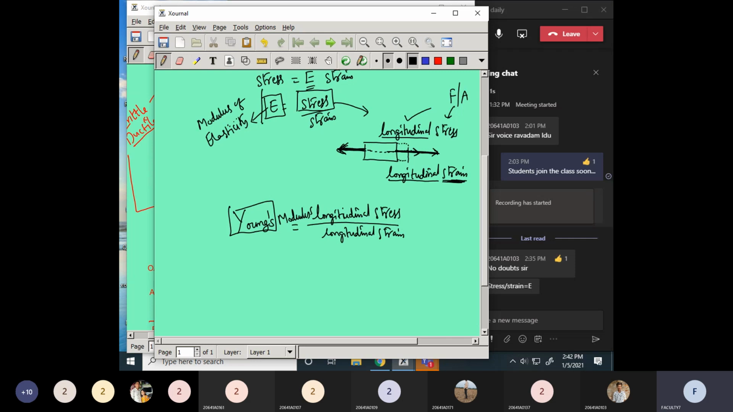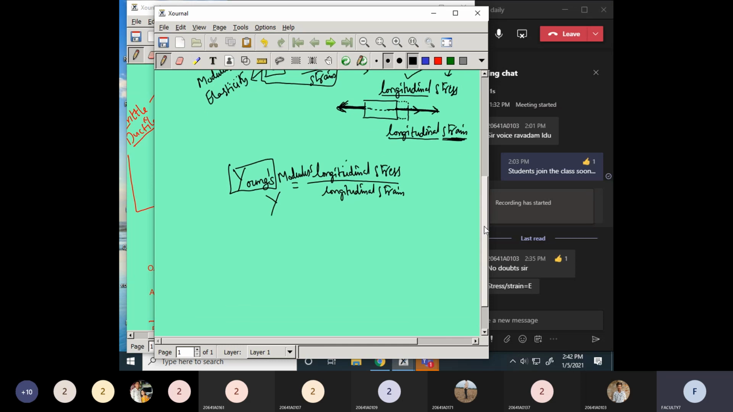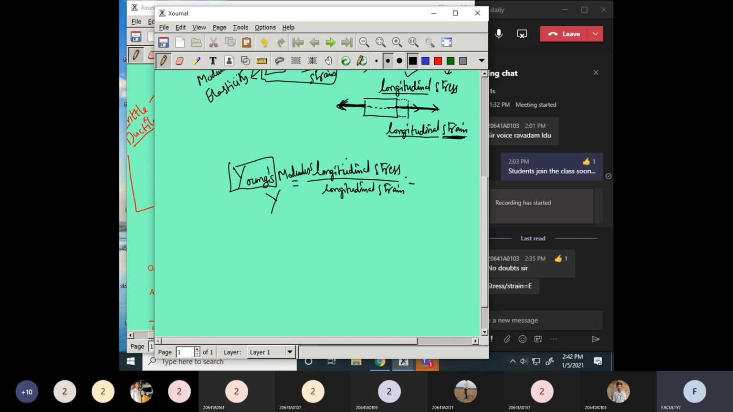So it is again the longitudinal strain. According to Hooke's law, you take stress by strain. Here you are applying a longitudinal stress, and the result is the longitudinal strain. If you take the ratio between these two, we consider it Young's modulus, a modulus of elasticity. Take this as some Y. Now how can you give the stress? Stress can be given as force per unit area.